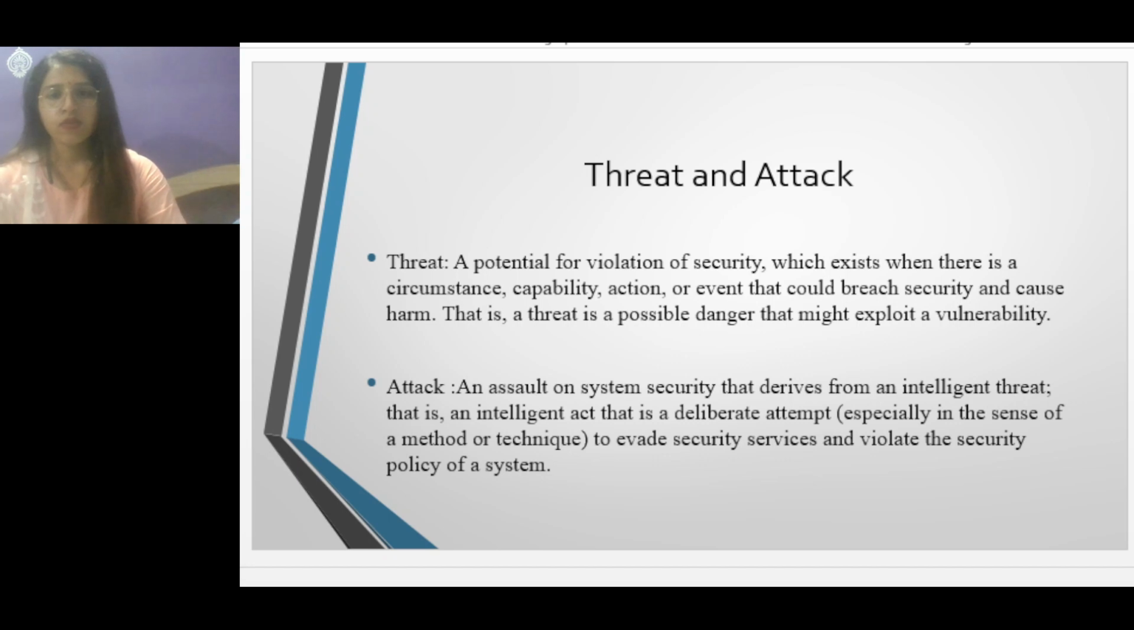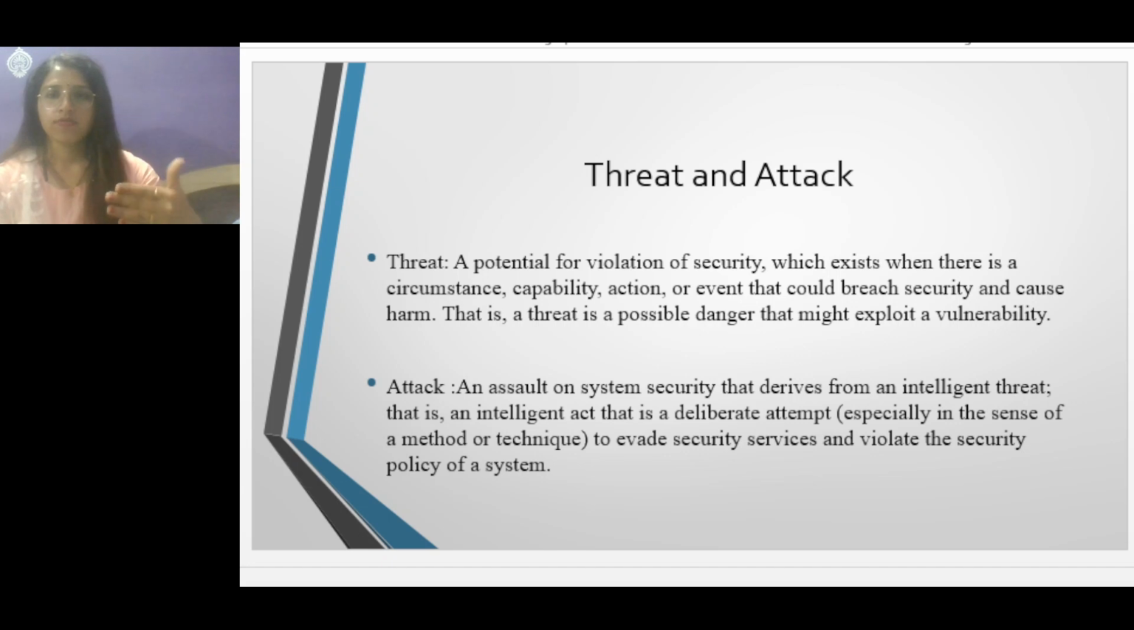Next important term we will study is threat and attack. Threat is some kind of possible danger that may exploit a vulnerability. A potential for violation of security which exists when there is a circumstance, capability, action or event that could breach the security and cause harm.